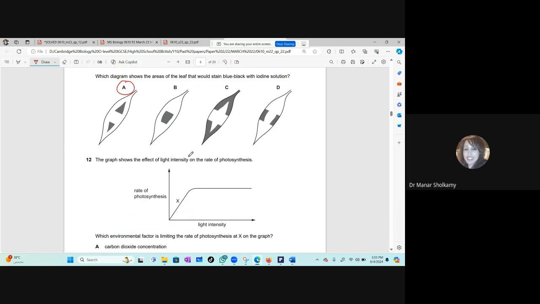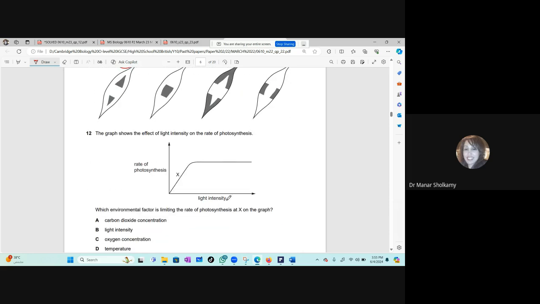The graph shows the effect of light intensity on the rate of photosynthesis, light on the x-axis, rate of photosynthesis on the y-axis. Which environmental factor is limiting the rate of photosynthesis at x?